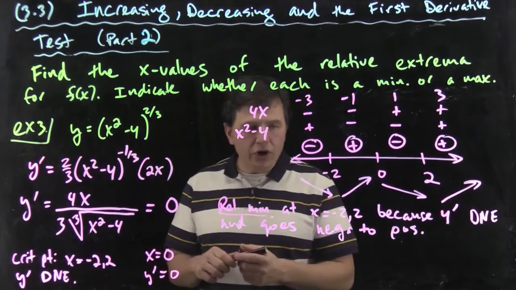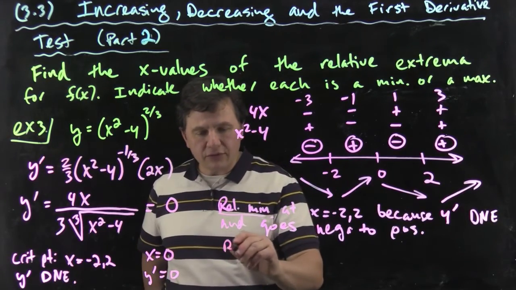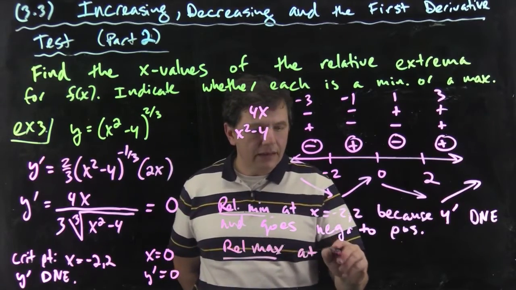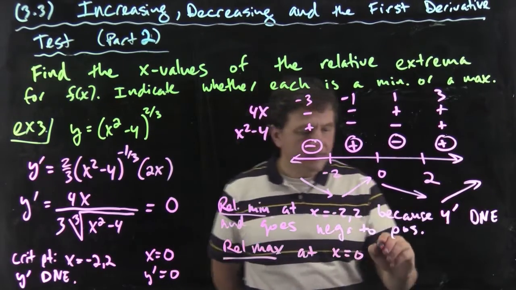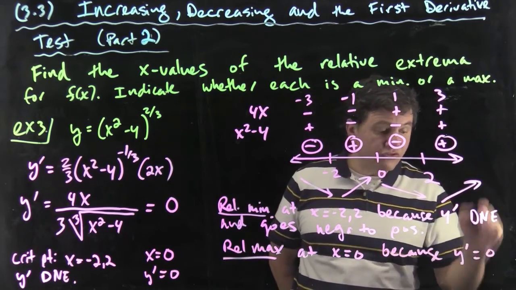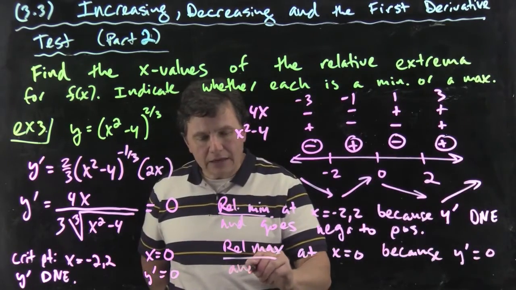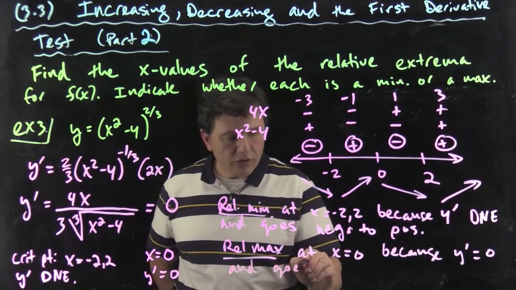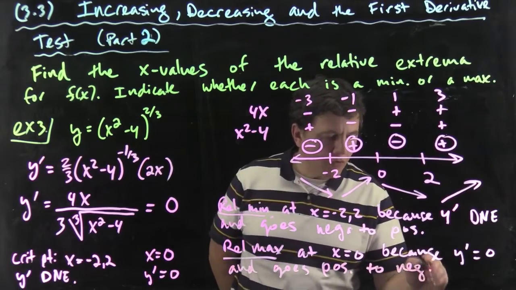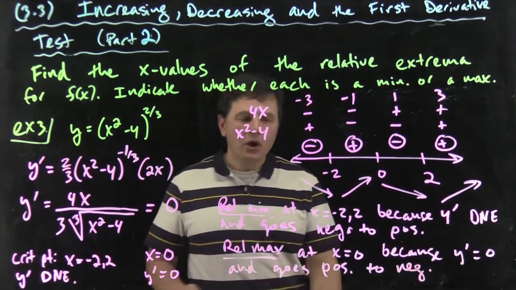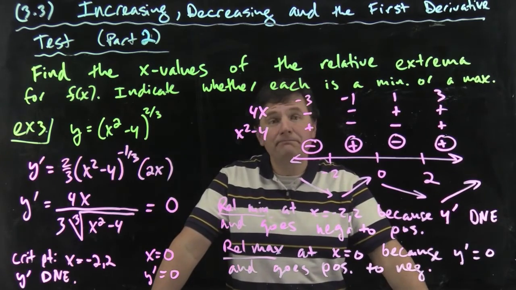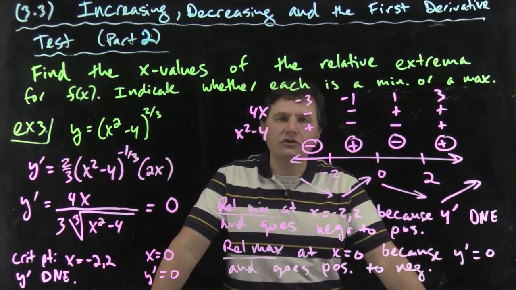Okay, so we have a relative min at both of those values here. Okay, so now we're gonna do our relative max. So now we have a relative max at x equals 0. That is because y prime equals 0 this time and goes positive to negative. Hopefully my handwriting isn't too messy. Once again, these justifications are very, very important. Make sure we see all that. Okay, so that's it for section 3.3.